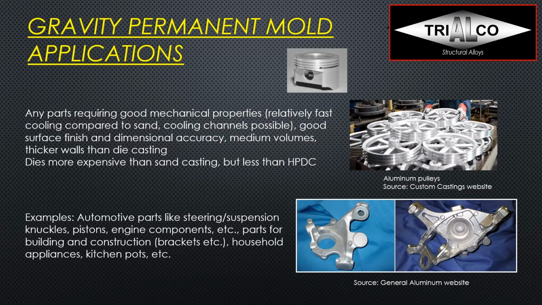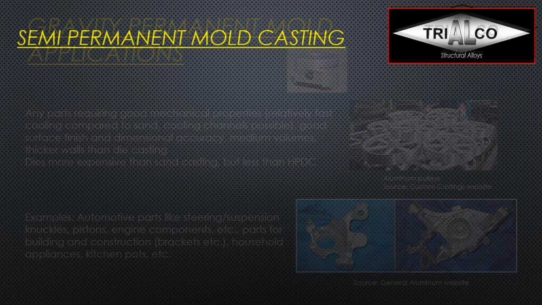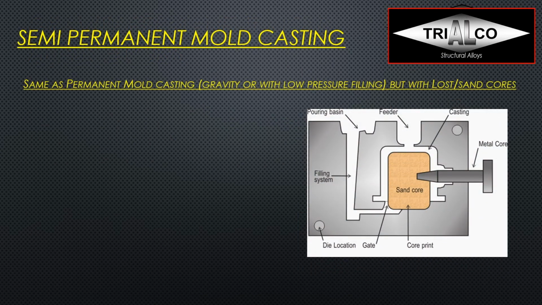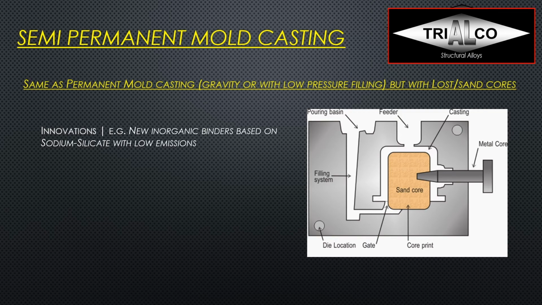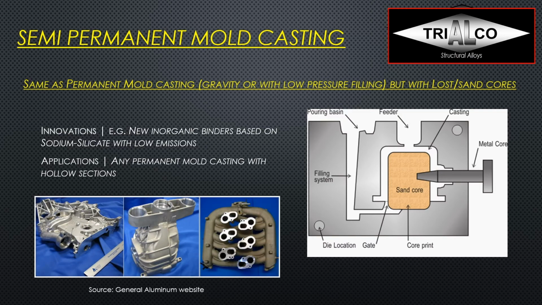Now, if you have to have voids inside a casting that you just can't make otherwise, where you can't put a core in there that you can pull out once it's solidified, then you can put in a sand core. This is later on removed. In this case, we are talking about semi-permanent mold casting. Innovations in this process are, for example, inorganic binders based on sodium silicate with low emissions. Applications can be very diverse, basically any permanent mold casting that requires hollow sections.